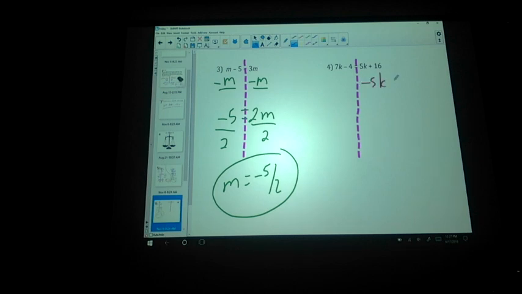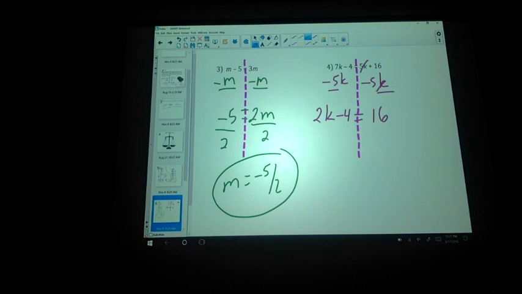Now, some people might be thinking, well, I want to have it on the other side. Your answer's still the same. So 7k subtracting 5k is 2k. Minus 4 equals, these cancel. So what am I left with over here? What's on this side? 16. Good. And it's positive 16. Do I have to put plus 16? No, because if it's just 16, you know it's positive.